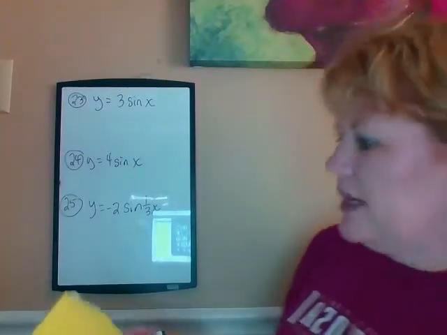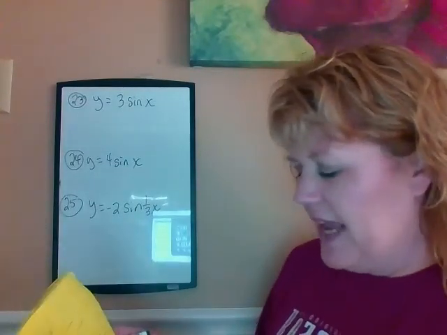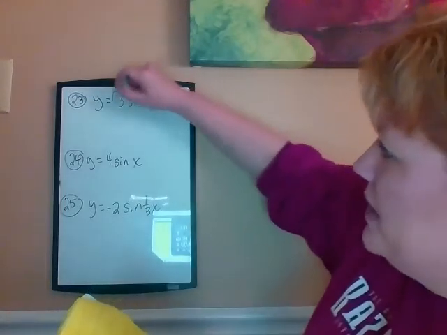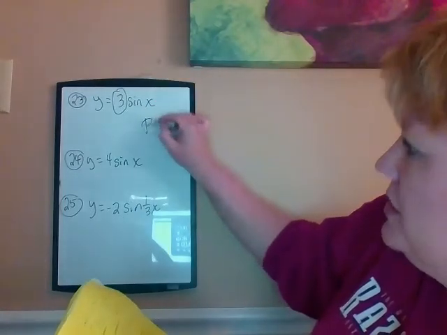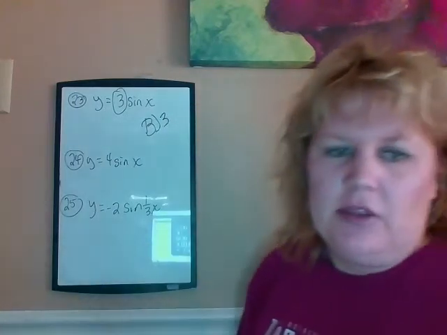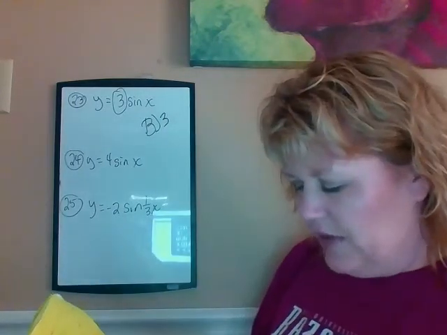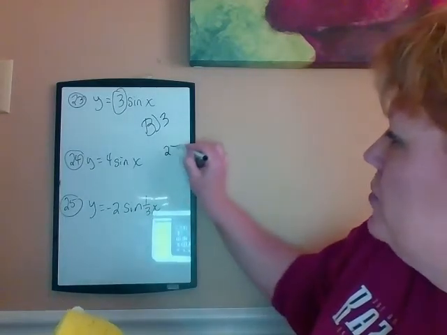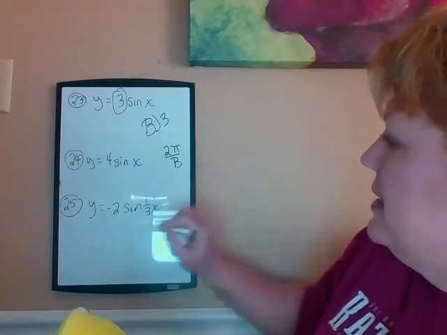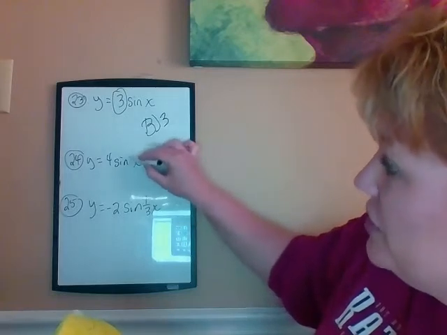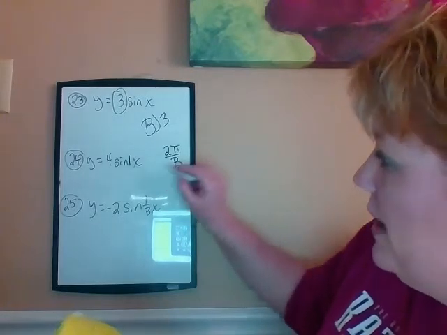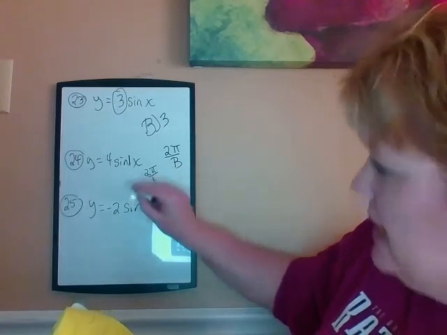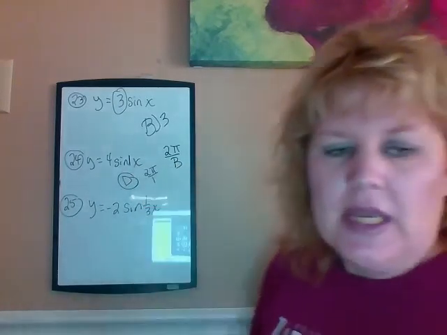Okay, number 23. Number 23 says find the amplitude of y equals 3 times the sine of x. We know the amplitude is right there, so the answer for this one is B, 3. 24 says find the period. They want you to take 2 pi and divide it by b. Well, b is the coefficient of x. So in this problem, it's 1. So 2 pi over 1 is 2 pi, and that answer is D.